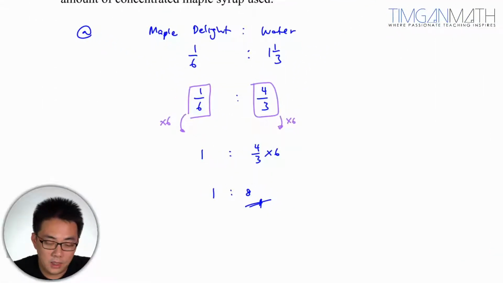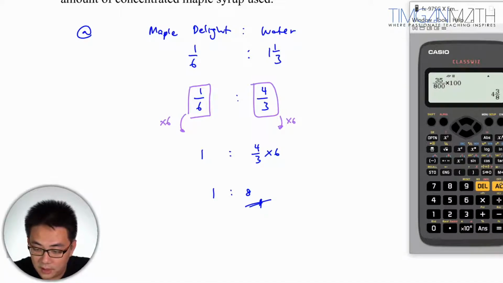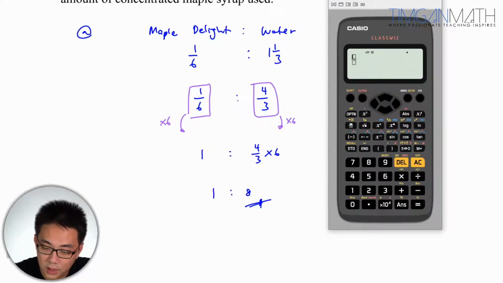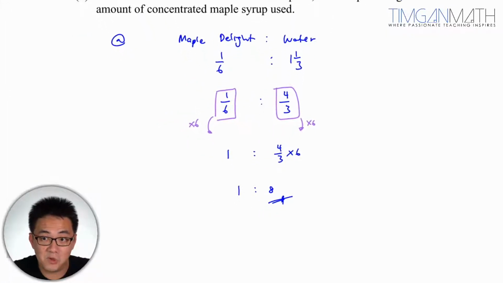Or you could actually key in the calculator. It should be quite fast. What you can do is just put this over here. If you check, shift, 1 1/3, and this bottom one will be 1/6. So it's 8. Pretty okay.